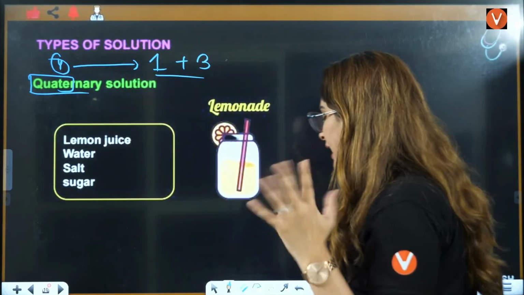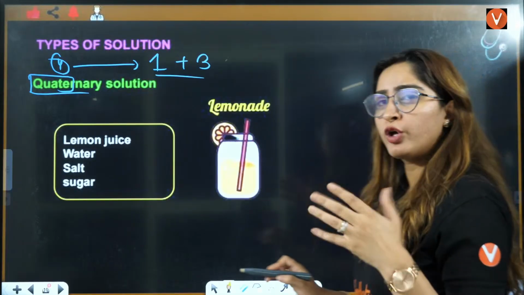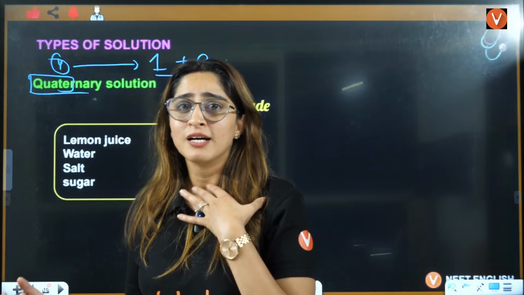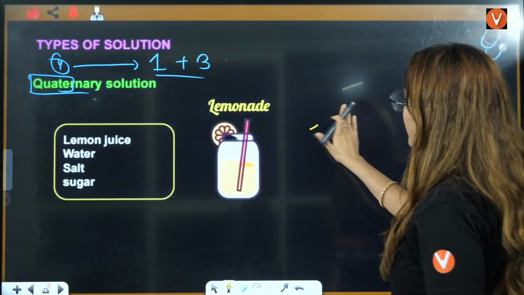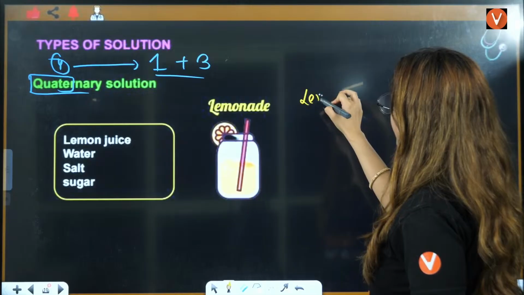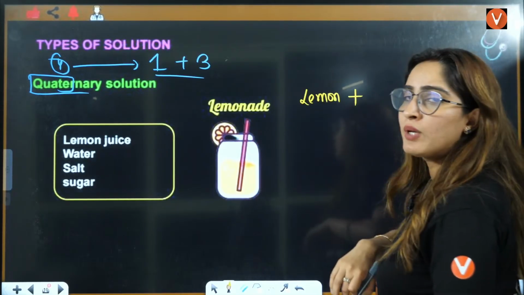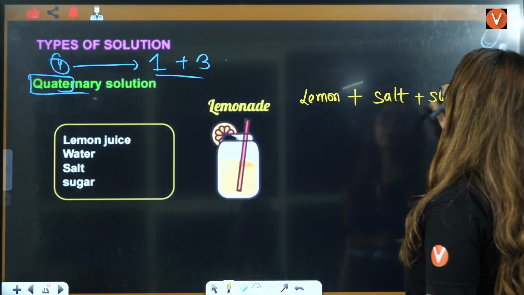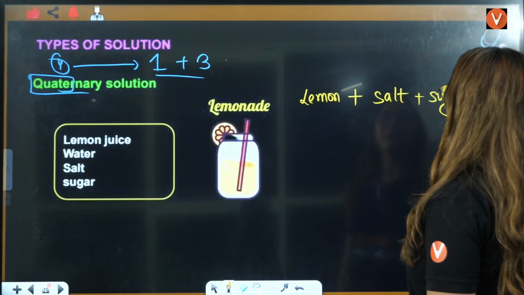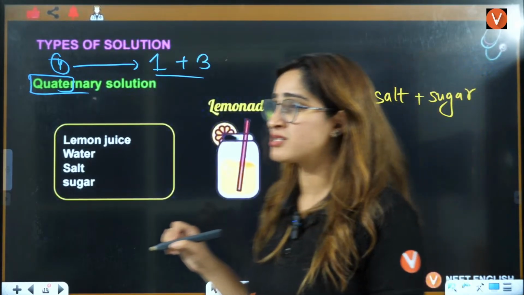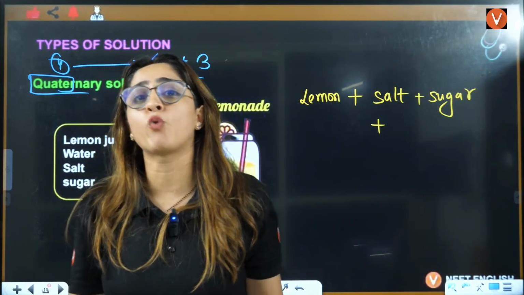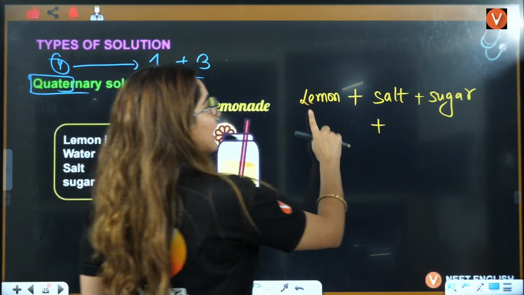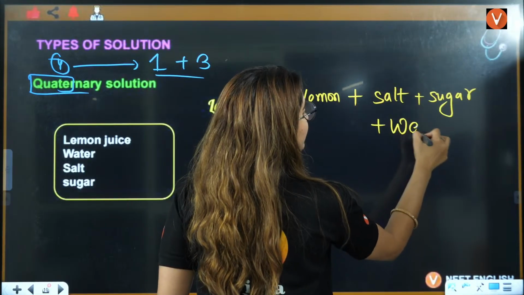Any example? Do you love lemon water? How many of you love lemon water? I love lemon water. Here, what are you adding? Lemon juice, then you add salt, then you add sugar. Especially when the heat is too much around the surroundings, we have to drink lemon water on a daily basis. Vitamin C is very much needed. So lemon, salt, sugar and water are what you are adding.